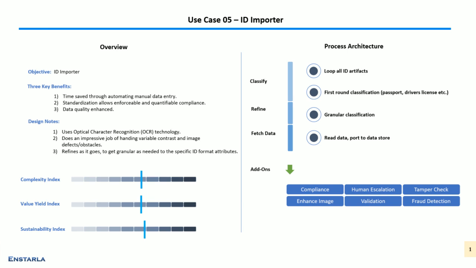And there's different ways that you can do that. And as we know, nothing's perfect. There will always be exceptions, and that's fine. We're not trying to automate the world here. What we're trying to do is lift a significant amount of pain off someone's plate, or a lot of people's plates, so that this process becomes a little bit easier, right? Potential add-ons: compliance, human escalation, tamper checks, enhancement of image, validation, and fraud detection. All very exciting, juicy stuff.